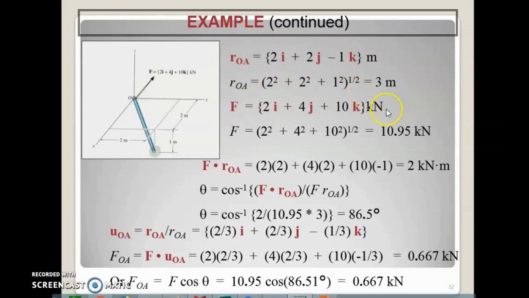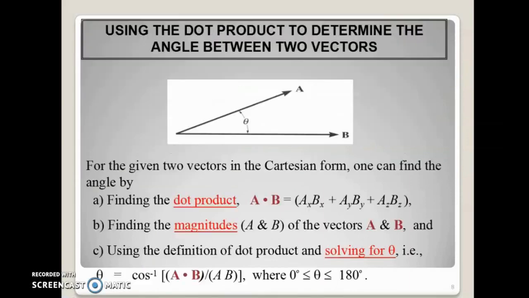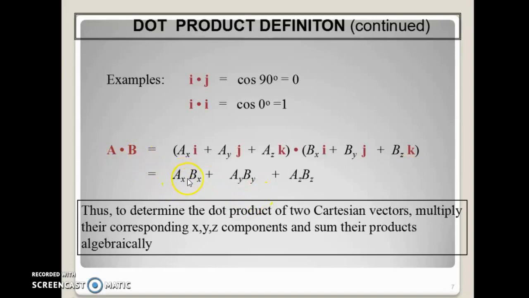From the Cartesian vector of F, you can also get the scalar magnitude, which you square and then square root, and you will get the scalar magnitude for F is equal to 10.95 kilonewton. Next is to do the dot product between these two Cartesian vectors, which is F dot ROA. Simply multiply I with I, j with j, and k with k. If you still remember, the formula of dot product is A dot B is AxBx plus AyBy plus AzBz.